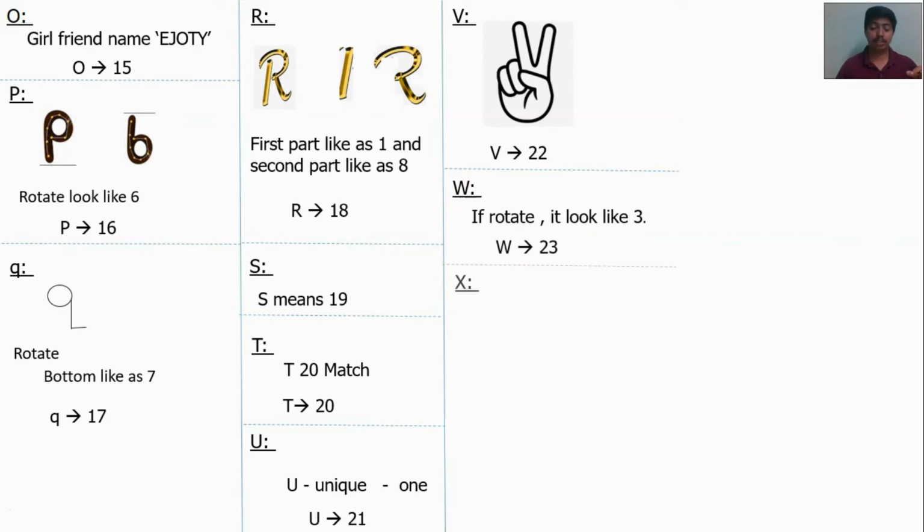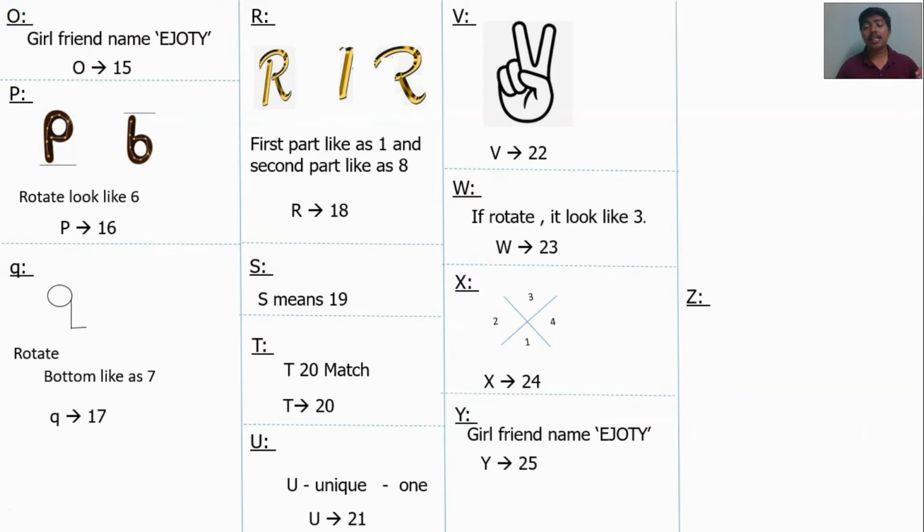Okay. Then X. X has 4 sides: 1, 2, 3, 4. So it is in the 24th position. X is 24. Then Y. The alphabet name is Ejoti. This is the last letter of the name Ejoti, so Y is 25. Z is the last letter in the English alphabet, so 26.